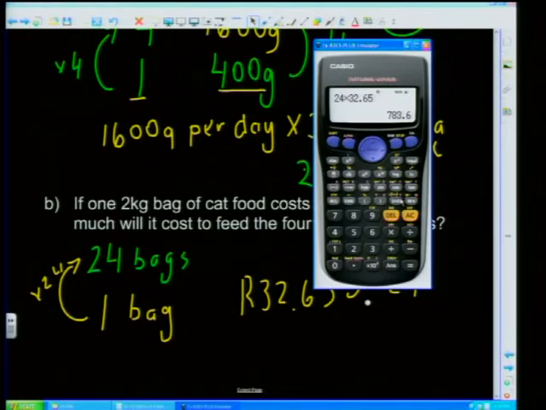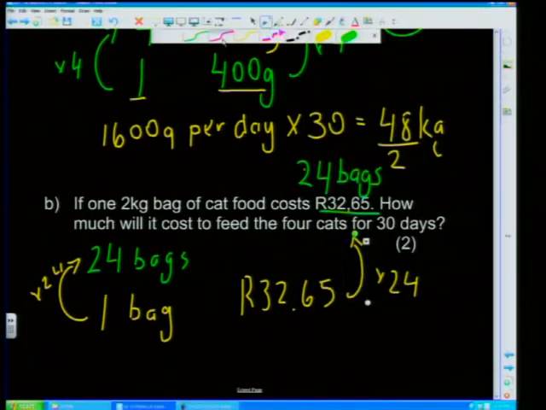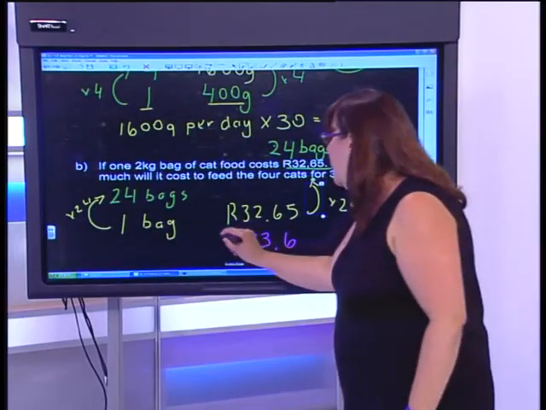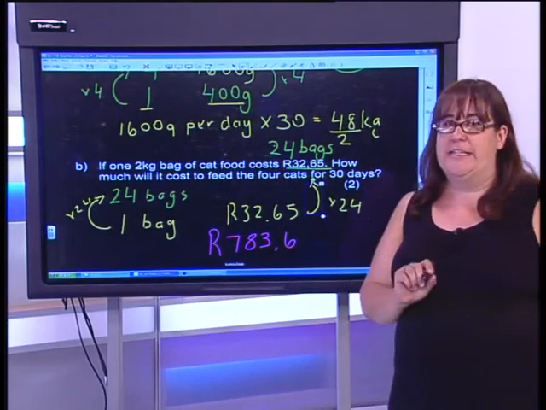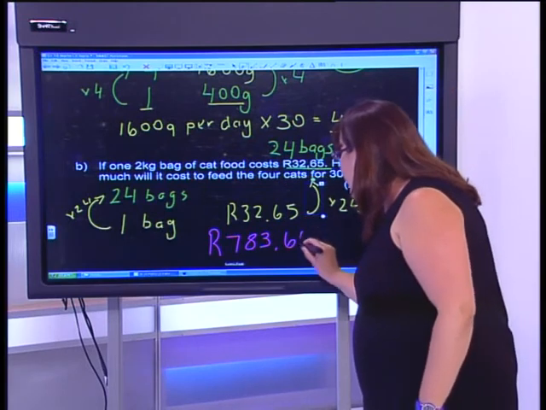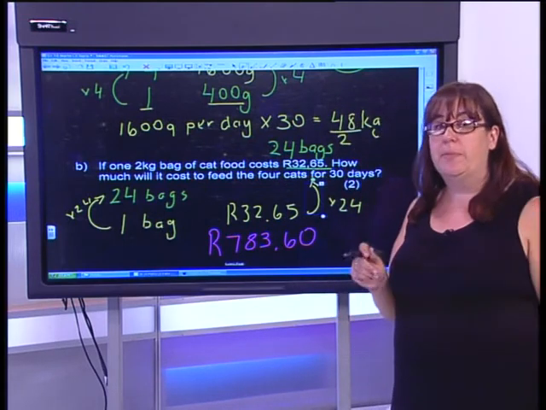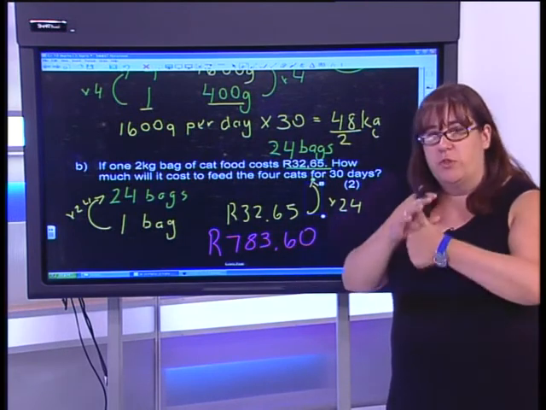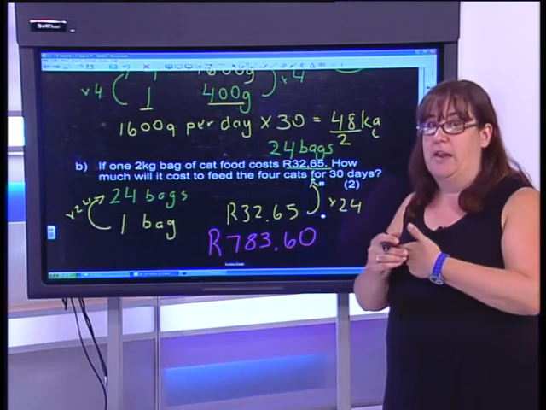So 24 times 32 Rand 65 and see how much our cats are going to cost for the month. 783 Rand, and remember it is 60 cents. So let's write that answer in. It was 783 Rand and 60 cents. Now I've got 2 problems, and I've done them deliberately. 1, we always have a reference. So we need to show that we're actually dealing with Rand. And the second one is that money must have 2 decimal places. So you need to ensure that you actually complete the question by filling in both the unit and 2 decimal places for money.